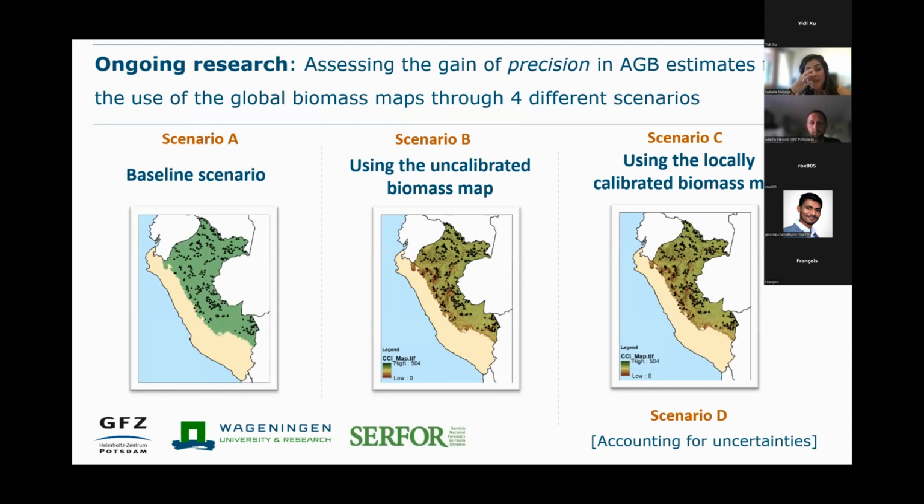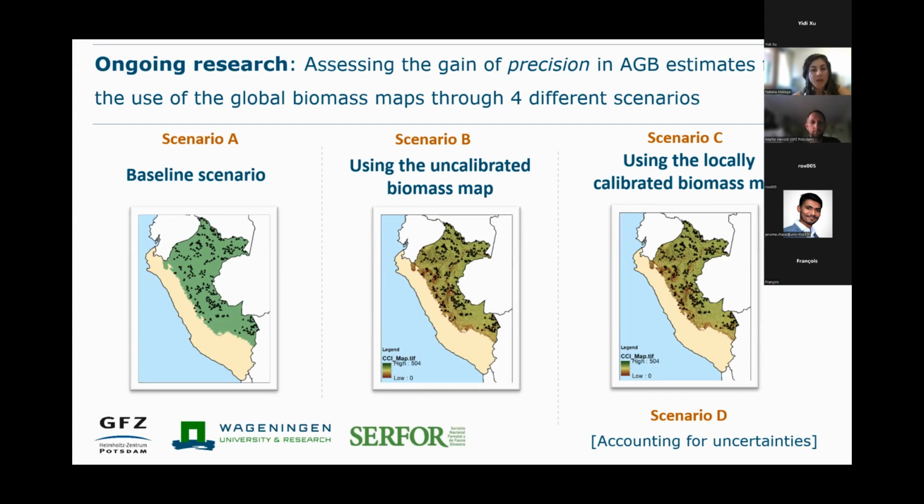This is an ongoing research between Wageningen, GFZ and CERFOR, where we are assessing the gain of precision of above ground biomass estimates by using a global biomass product, the CCI biomass product, as a source of auxiliary information. We did that through 4 country scenarios. In scenario A, we followed the same inferential strategy as the National Forest Inventory of Peru, whereas in the 3 remaining scenarios, we use the CCI biomass map as an auxiliary source of information.